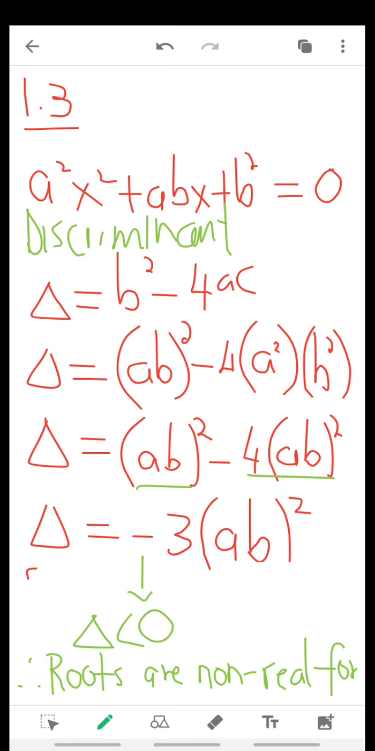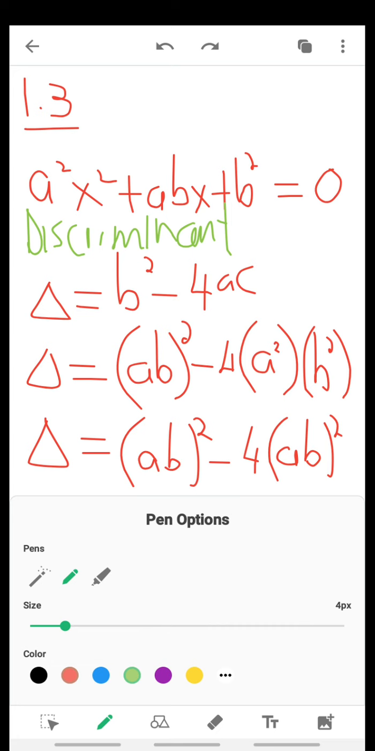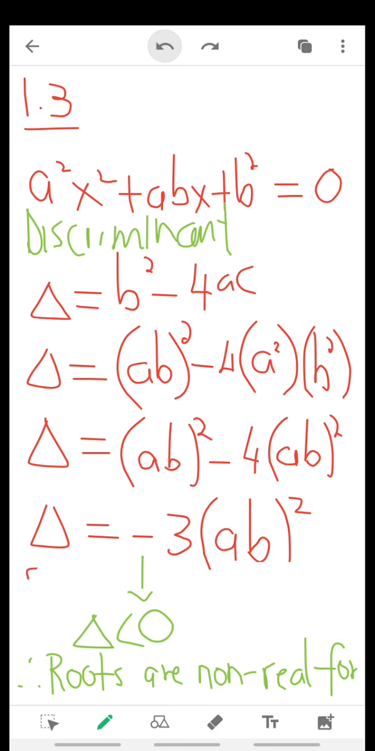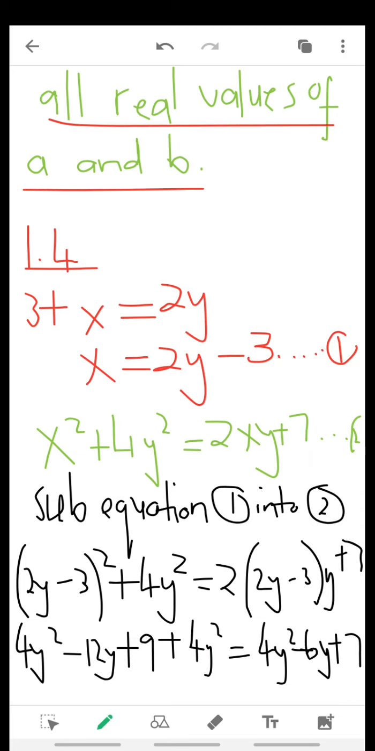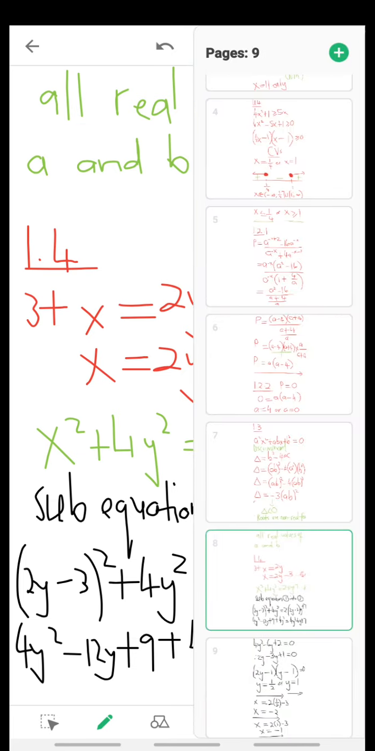But this and this are like terms. So ab squared minus 4ab squared is the same as 1 minus 4, where we are getting a minus 3ab squared. What do you notice? We have a negative. That means delta is negative. So since delta is negative, we say less than 0. That means the roots are non-real. Okay, that was simple. The roots are non-real for all real values of a and b. Done. Okay, nature of roots.